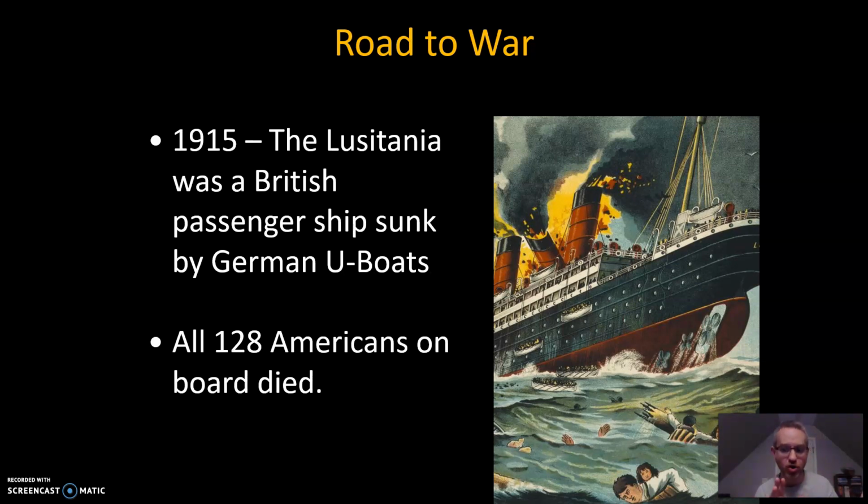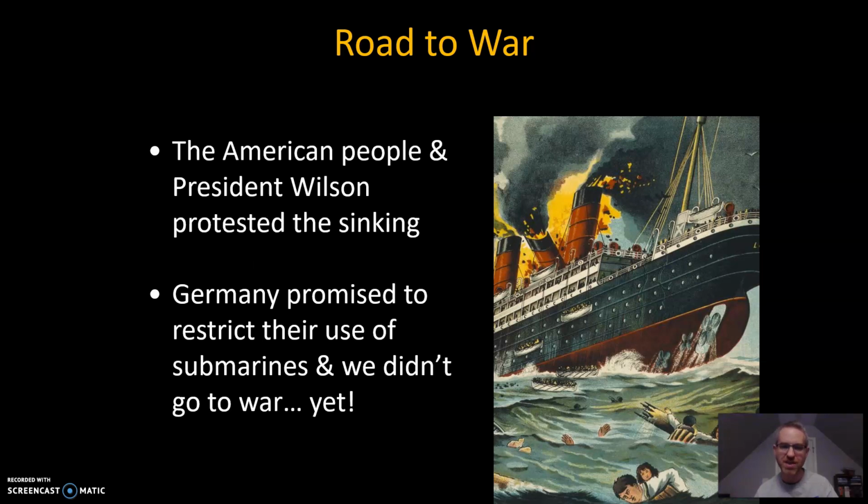We're supposed to be neutral. Now we've been accused of sending over weapons, which we didn't do. Footnote, actually, there were weapons on there that were being shipped over to the British. So the Germans weren't wrong, but a bunch of innocent civilians died, and that really upsets us. Now, American people start to protest this thing and say, you can't do that to America. Germany does not want us involved.